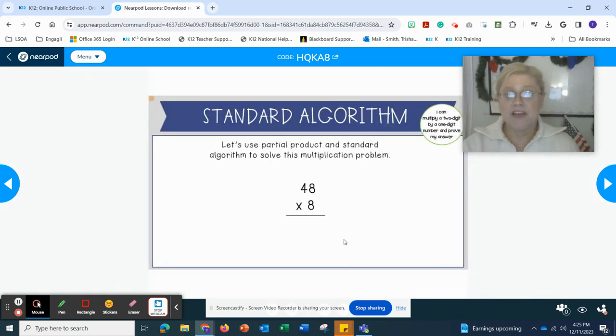So let's use partial product and standard algorithm to solve this multiplication problem. So right now you're just watching me. You get to watch me. Aren't you excited? Watch me solve 48 times 8. Now, you know how I feel about these. I get a little nervous again, especially when we get to these bigger numbers, and then it's like 8 times. I'm like, blah, blah, no, thank you, my friend.